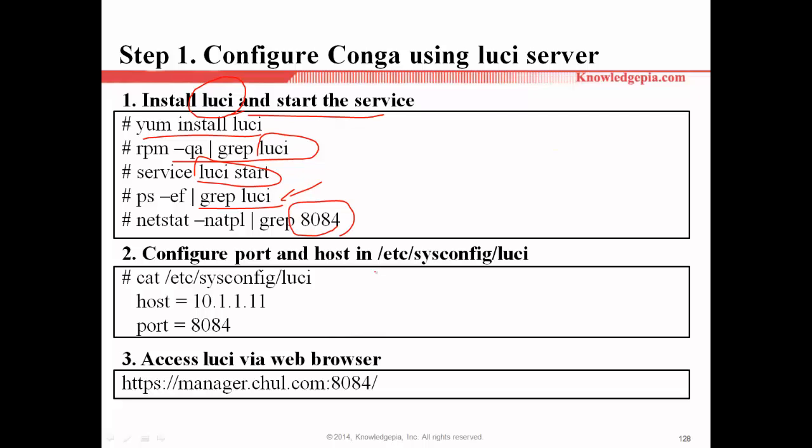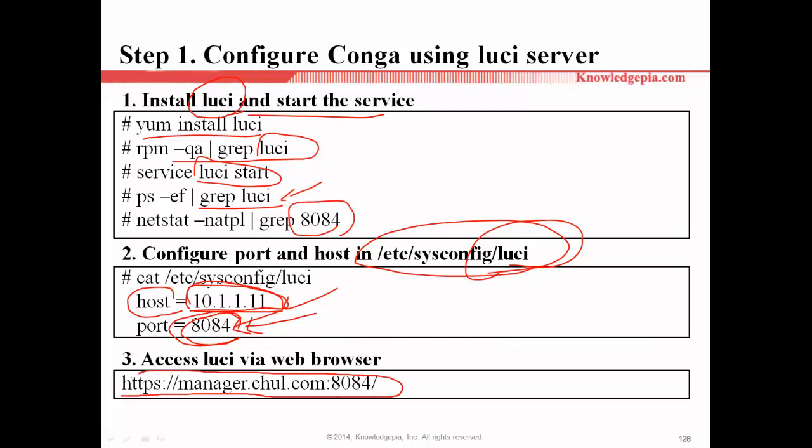Number 2, configure port and host in /etc/sysconfig/luci. I already told you luci will use the default 8084. If we want to change the port number of luci, then you can change it using this file. In my case, I will use the default port number and host here. If you have several network interface cards, then here you can write down the luci's IP address or host name. And after that, number 3, access luci via web browser. In my case, I will use https manager.com and port number, or here I can use the IP address as well.